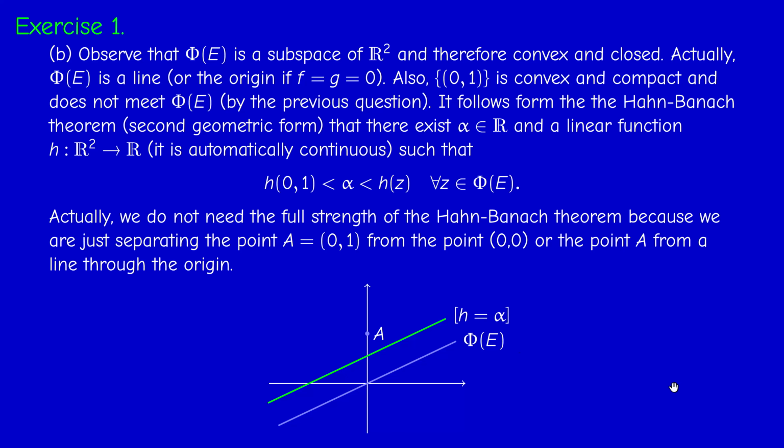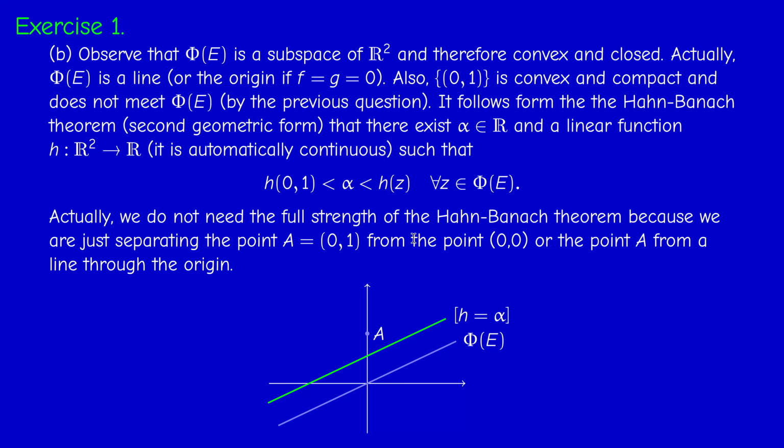Okay, so now, we have two things here. We already observed that if a linear map is bounded from below or from above on a subspace, then it must vanish. So h of z is 0 actually for every z in phi of E. So in particular, alpha is strictly negative. Okay, this is the first observation.